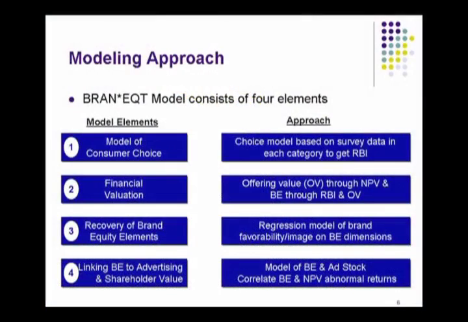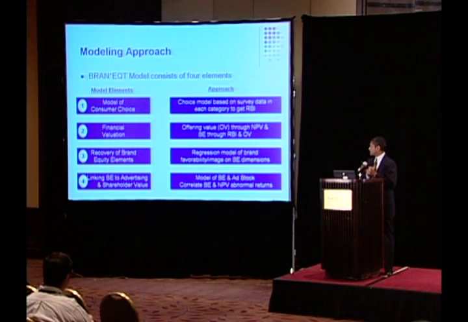And the third modeling element, we try to recover what are the elements of the brand that contribute or constitute the relative brand importance and the favorability of the brand. And so we use a regression model of brand favorability image, which again we collected from the consumers, on the brand equity dimensions. These dimensions range anywhere from brand favorability, brand reputation, brand innovativeness, and we'll talk about that in the subsequent slides.